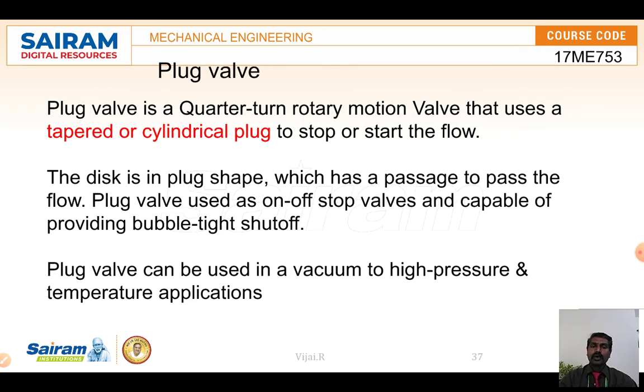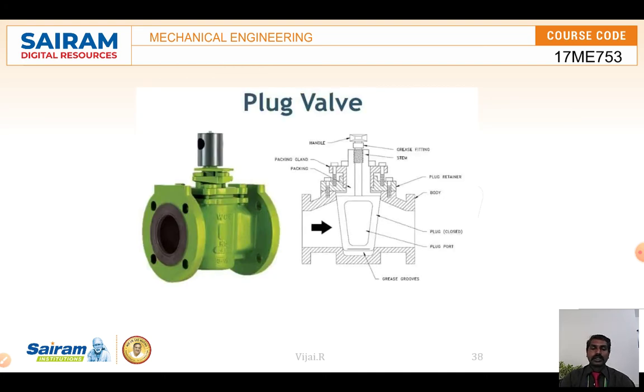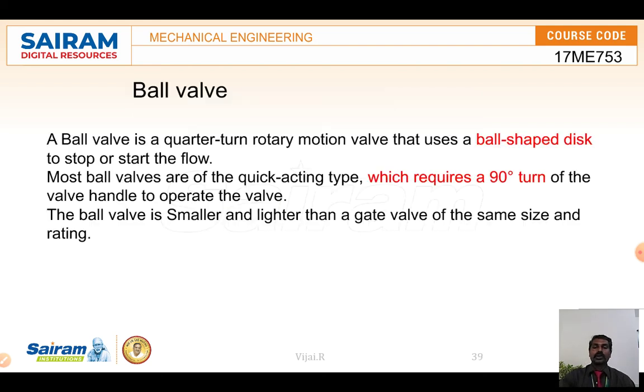A plug valve has a tapered conical plug, and it is also used for on-off or stop valves, capable of providing bubble-tight shut-off. So this is called a plug valve. A conical shaped plug will be there, with an opening, and that can be controlled with the help of the handle. When the handle is rotated, the plug rotates and allows flow through the hole. And again, when we tilt it, it will block the passage. So this is called a plug valve.